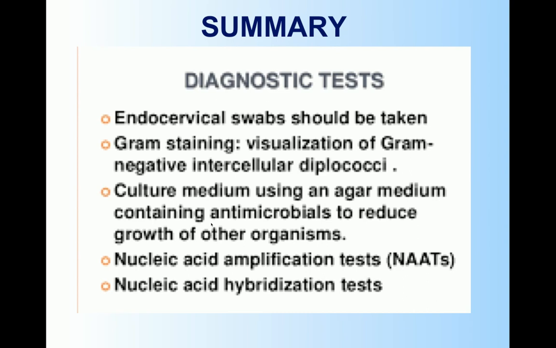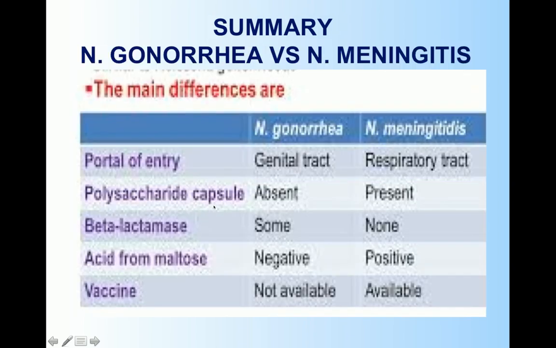So, to summarize the diagnostic test, number one are the swabs which you are going to take. The best are the rectal or the endocervical swab. Then you do a direct microscopy by performing gram staining, and you're going to see gram-negative intracellular diplococci. You're going to inoculate the sample on various culture media, but the selective media is the one which contains antibiotics like the Thayer and Martin media we have already discussed. And then you're going to perform NAT test or nucleic acid hybridization test.